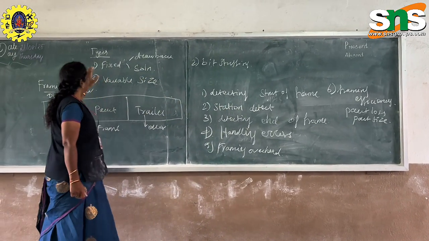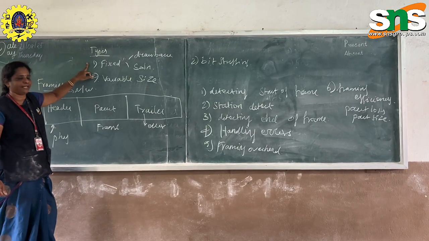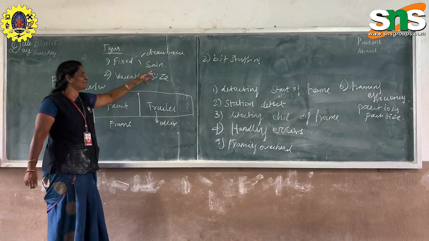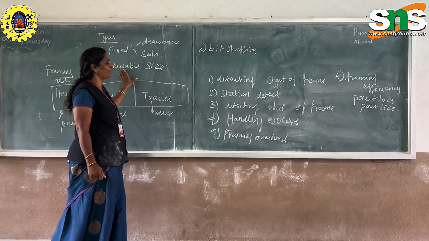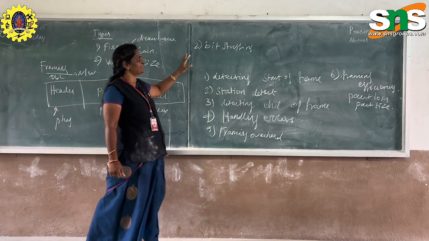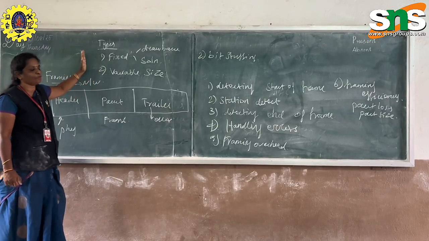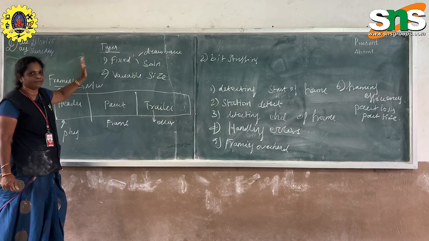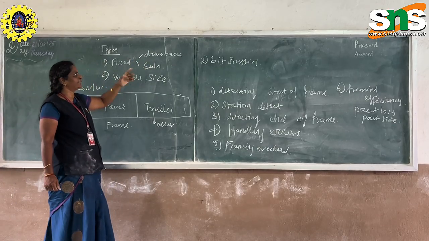After that, framing has certain types. The first type is fixed size, which has a drawback and a solution. The second one is variable size, where we assign a different size to each frame. The next one is bit stuffing. Fixed means we have to give a fixed size of packets to transfer from source to destination.